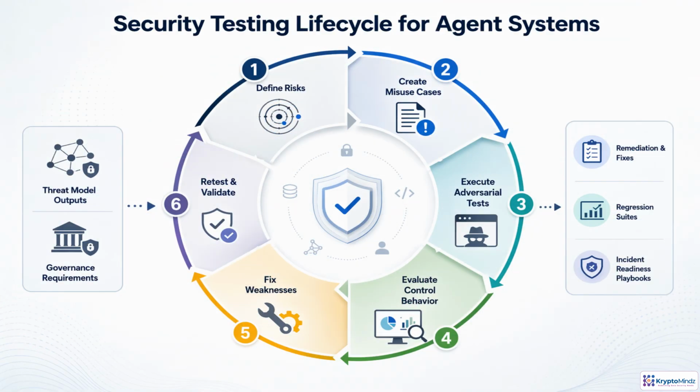Security testing for agent systems works best as a loop, not a checkpoint. Start with the threat model and governance requirements, then turn each risk into a misuse case. What could an attacker try, and what safe behavior should the agent show? Run those tests in isolated environments with realistic tools, data, identities, and permissions. Then review the evidence. Did controls fail closed, limit damage, or escalate correctly? Fix weaknesses, add regression tests, update playbooks, and retest. The goal is continuous hardening as agents, tools, and risks change.